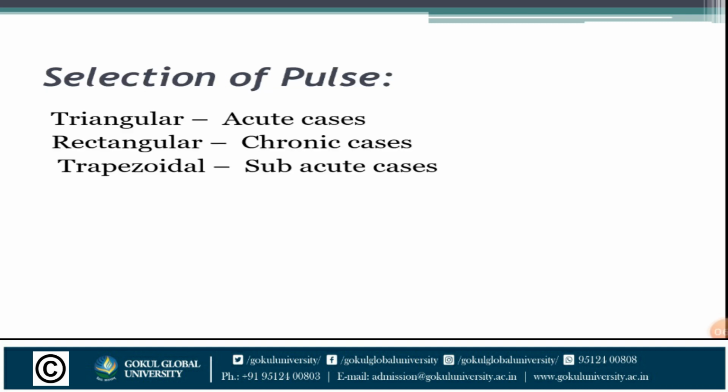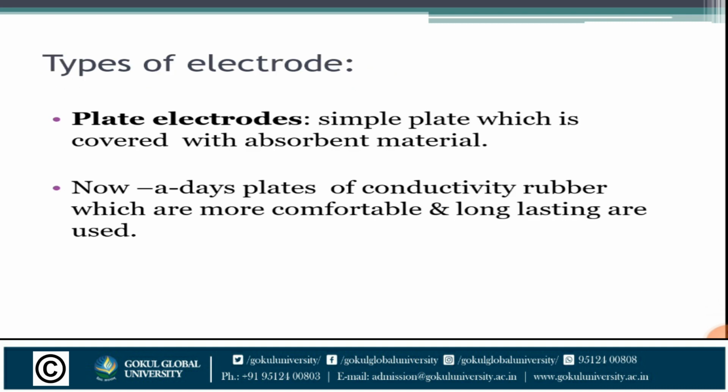There are different types of pulses: triangular, rectangular and trapezoidal. Mainly these pulses are used for different types of conditions, according to acute, chronic and subacute. If it is an acute case, then use a triangular type of pulses. If it is a chronic one, then use rectangular type of pulses. And if it is a subacute case, then trapezoidal type of pulses is used.